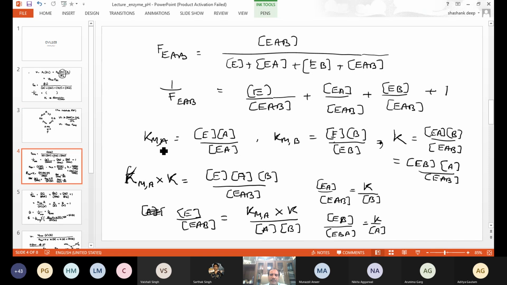Now KMA, so this is again the Michaelis-Menten dissociation constant of A. You can write Ka simply, but just to show it in terms of Km, I'm just writing this KMA E.